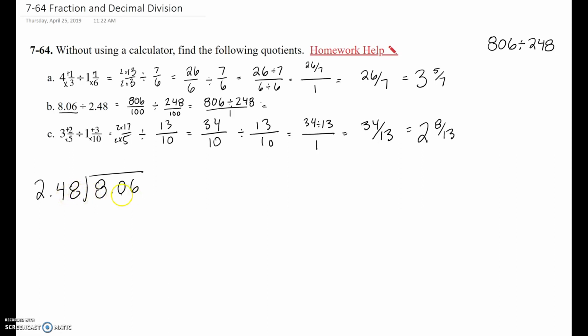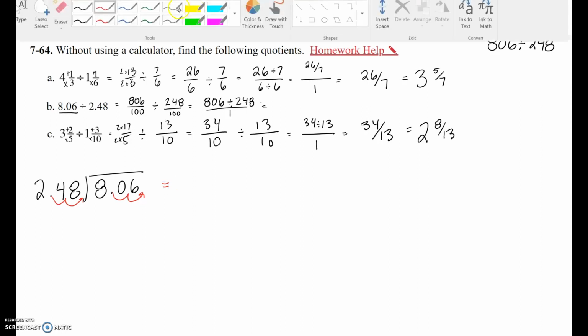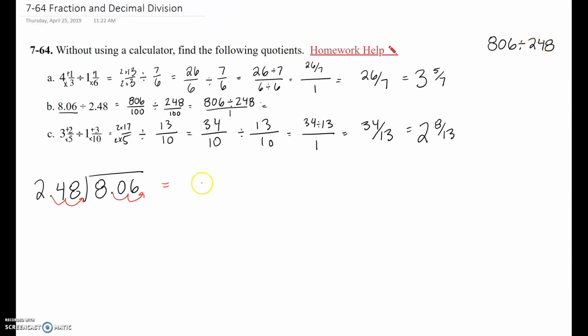The key with dividing with decimals is that you don't want the decimal in the divisor. So what we're going to do is multiply this by 100, which is going to move the decimal place twice. And if we do that, we need to do it here. Multiply it by 100 and move that twice. So what we end up with is a new division problem, which is exactly what we were going to do here. We end up instead with 806 divided by 248, which is what we were being asked to do before.